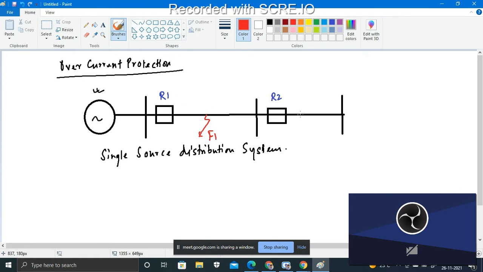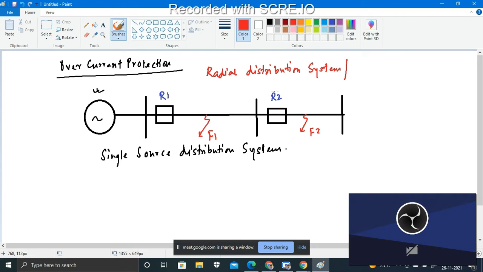So suppose this will be my F1 fault, and this will be my F2 fault that will appear. Okay, and this is obviously a radial distribution system.